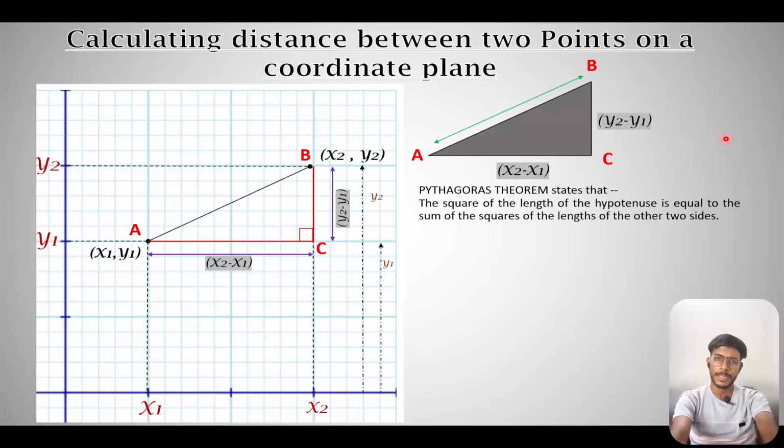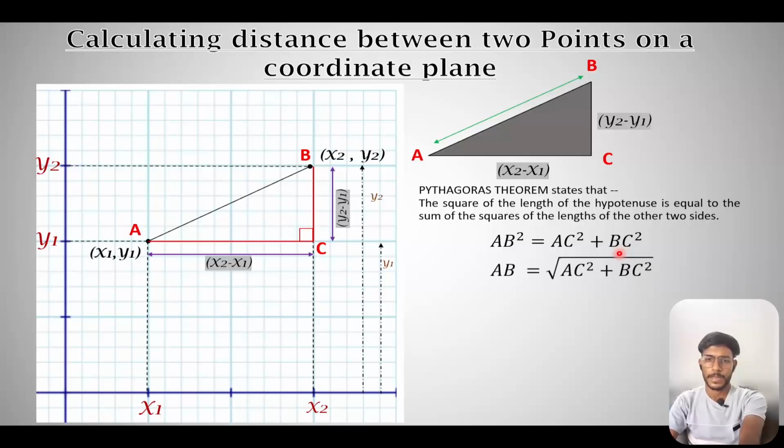What is the Pythagoras theorem? It states that the square of the length of the hypotenuse is equal to the sum of the squares of the lengths of the other two sides. That means AB square is equal to BC square plus AC square, the same thing as AC square plus BC square. So we will just put the values of AC and BC and calculate the answer.